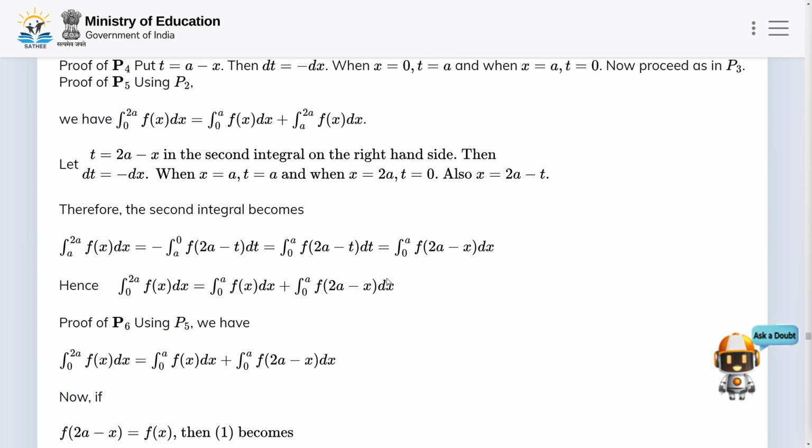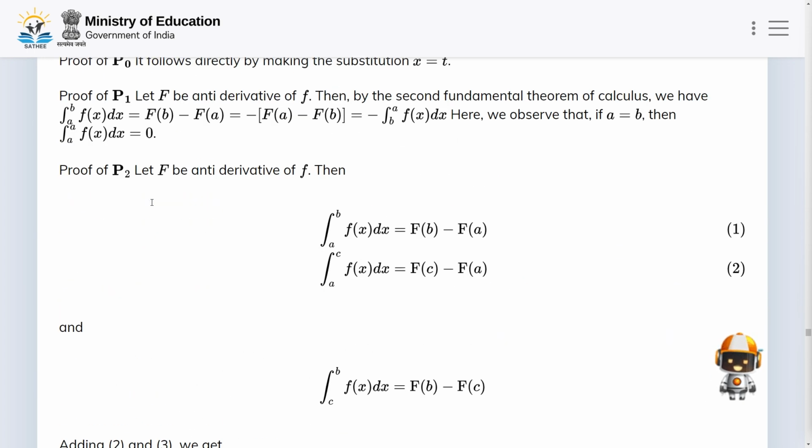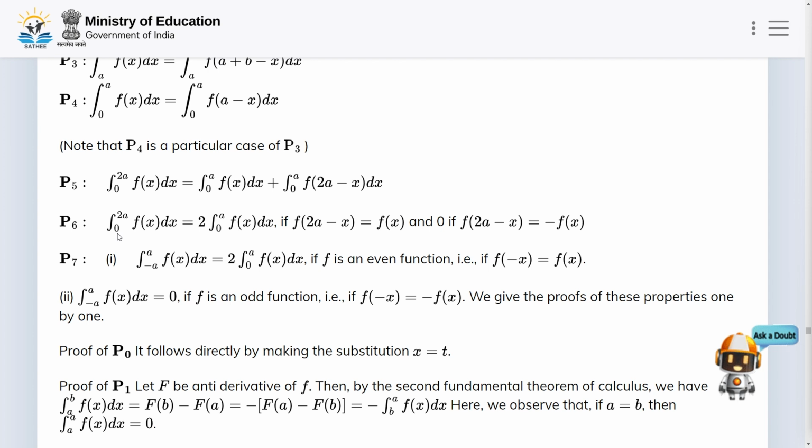I hope it is clear. So we showed that the definite integral from 0 to 2a of f(x) dx can be rewritten as the sum of the definite integral from 0 to a of f(x) dx plus the definite integral from 0 to a of f(2a minus x) dx. Now property P6, proof for P6. P6 says that the definite integral from 0 to 2a of f(x) dx can be rewritten as 2 times the definite integral from 0 to a of f(x) dx when f(2a minus x) is equal to f(x). So let's see.